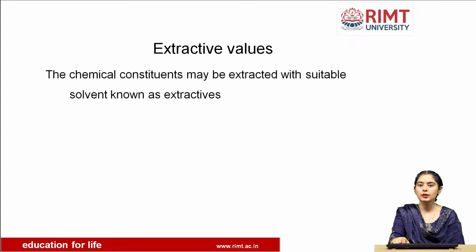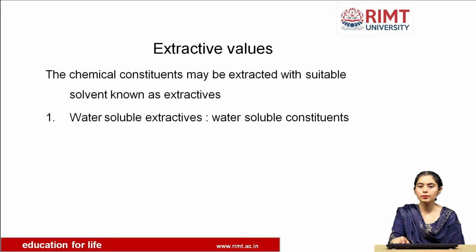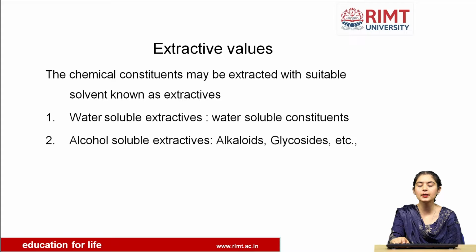Then extraction. Extraction is the method to extract out the active chemical constituents. How can we extract the active chemical constituents which are present in a crude drug? There are two types of methods: water soluble extractives and alcohol soluble extractives. Water soluble extractives are those whose active constituents come out when dissolved in water, and alcohol soluble extractives are those whose active constituents come out with alcohol, such as alkaloids and glycosides.